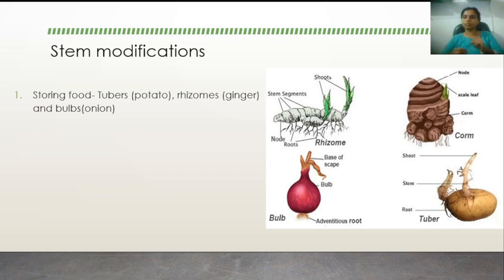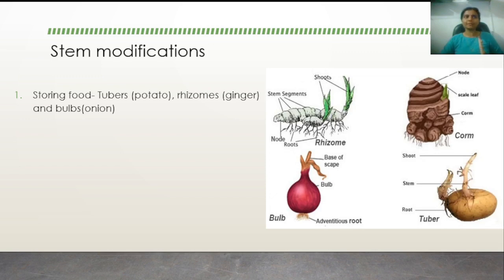If you cut out a finger of the ginger and then plant it in the soil, it will grow into a ginger plant. Each one is capable of growing into a ginger plant. And sometimes you can see small buds, small stems also arising from these nodes. So that is what rhizomes are. Another example of a rhizome is turmeric.